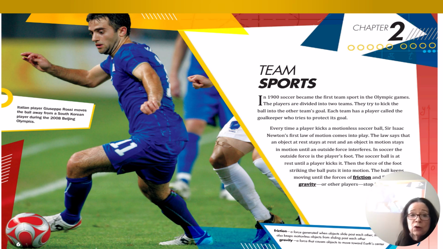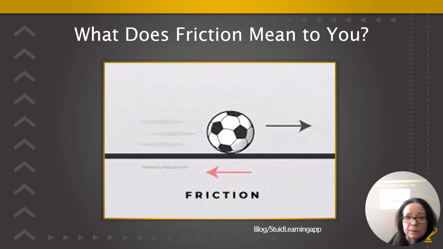For example, that could be grass that applies friction to the ball to keep it rolling, or a goalie who stops the ball from going into the net. And of course, gravity can also stop a ball from moving.